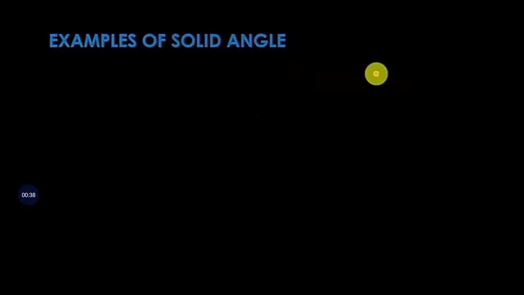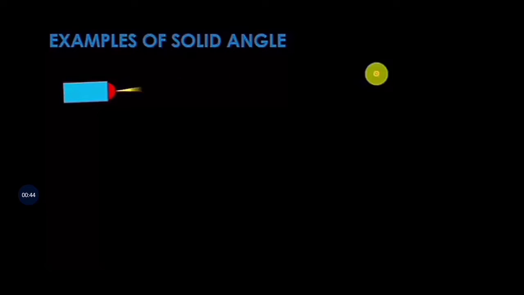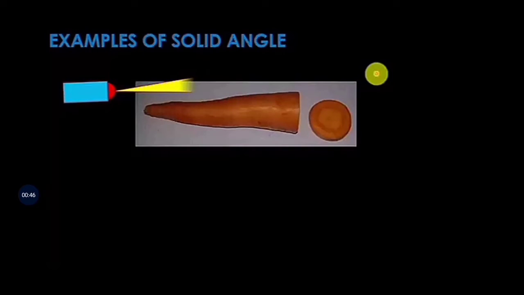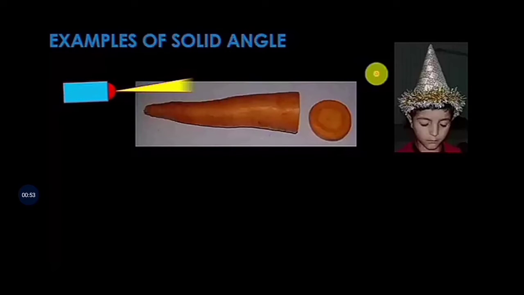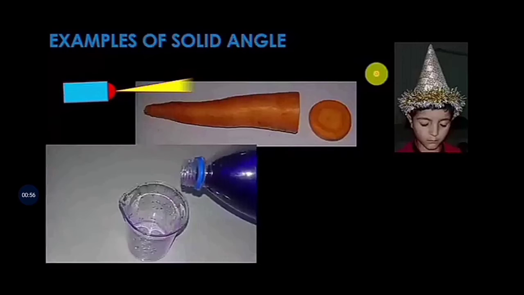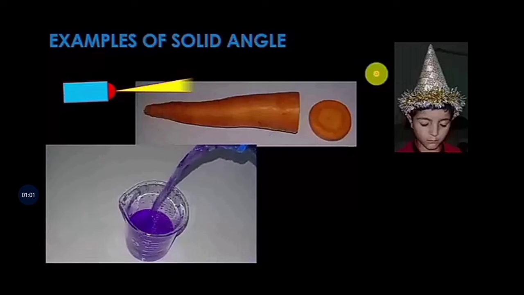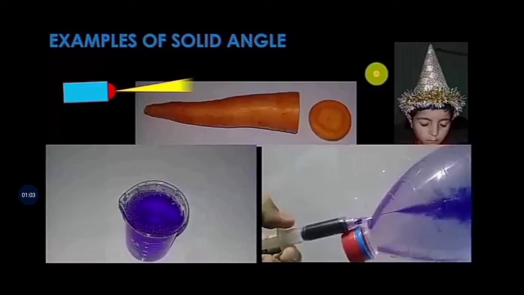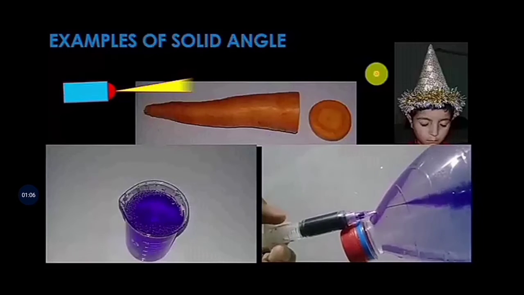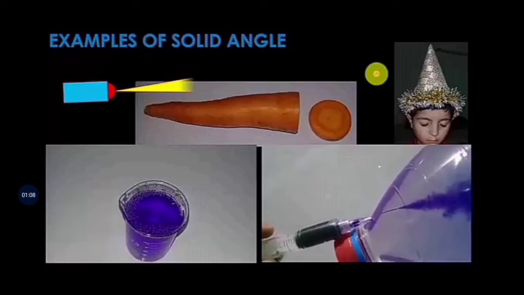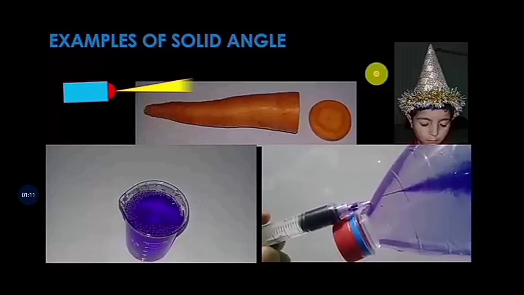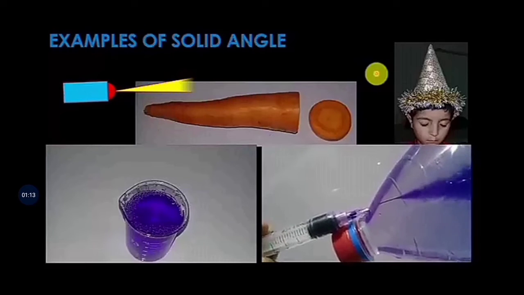Light emitting from a torch is in the form of a solid angle. Some vegetables like carrot are found in the form of a solid angle. A birthday cake is found in the form of a solid angle. Falling water from a certain height is found in the form of a solid angle. Similarly, a fluid coming out from a syringe is in the form of a solid angle. There are a lot of examples of solid angle in our daily life.